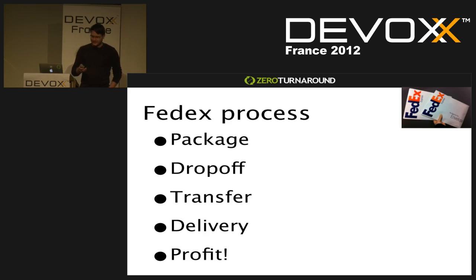FedEx delivery is like, you package, you drop it off, you transfer, it goes from point A to point B, and then it's delivered to your door. And then, somewhere in that process, FedEx also makes a lot of money. The cool part about FedEx is that every step of this process is tracked. You can go to the website, insert the tracking code, and see okay, my package is right there, stuck in the middle of nowhere, waiting for a bus to pick it up or something like that. And also, most failures, if somebody accidentally delivers to the wrong place, are recoverable.